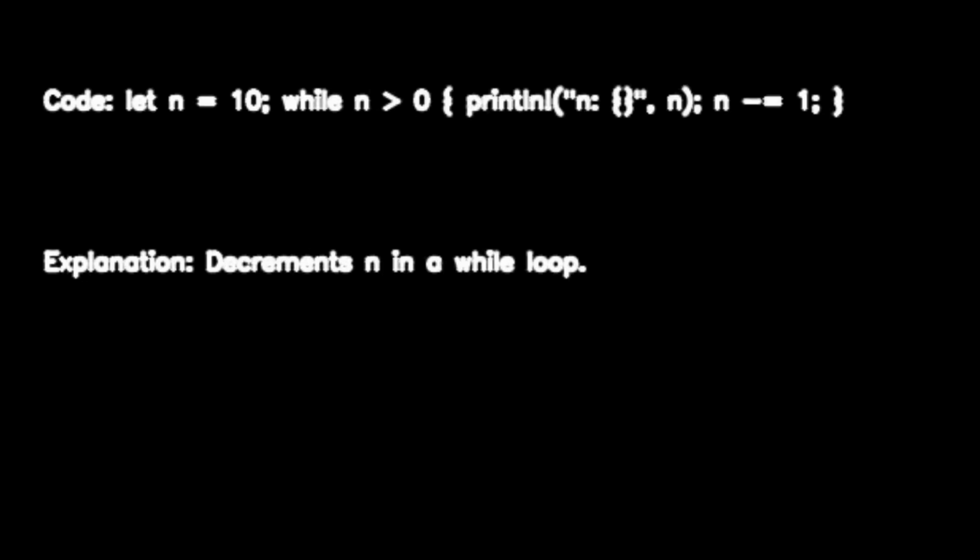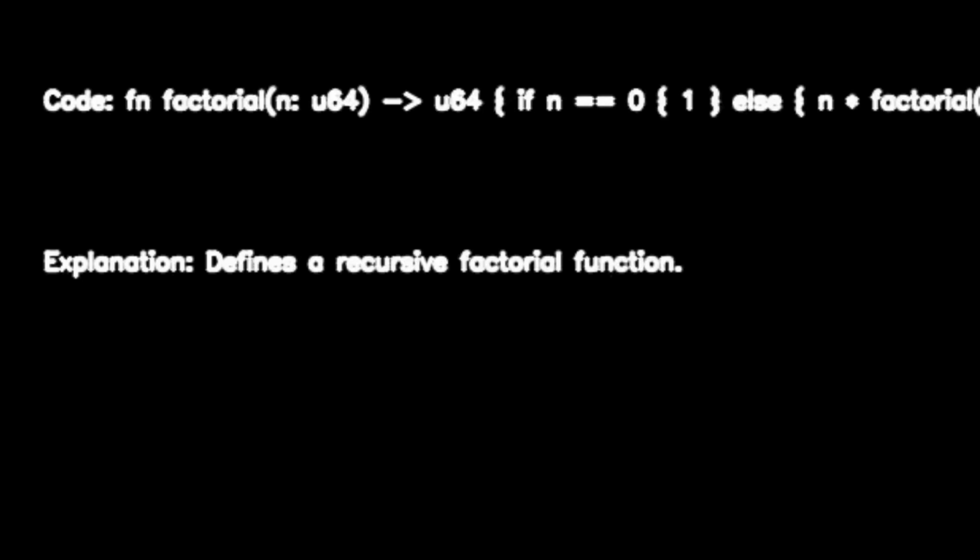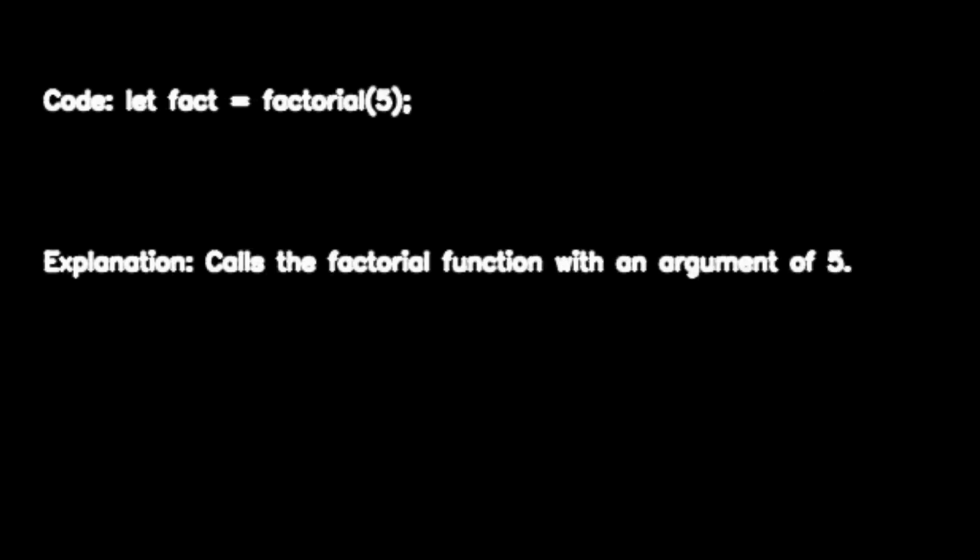Code. let n = 10; while n > 0 { println!("{}", n); n -= 1 } Explanation: decrements n in a while loop. Code. fn factorial(n: u64) -> u64 { if n == 0 { 1 } else { n * factorial(n-1) } } Explanation: defines a recursive factorial function. Code. let fact = factorial(5); Explanation: calls the factorial function with an argument of 5.